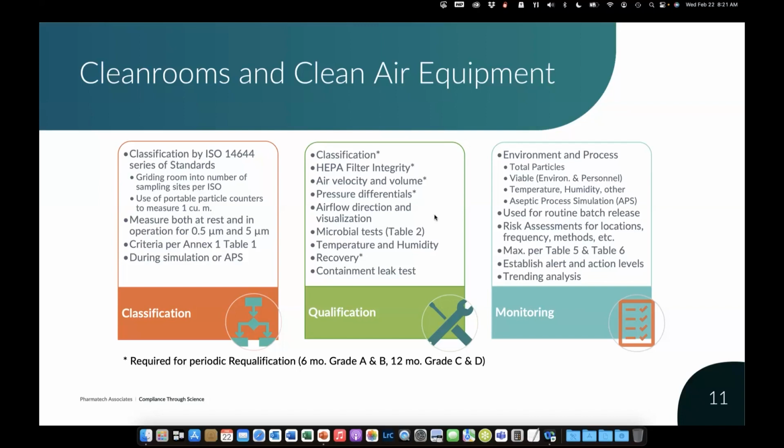There's also a strong expectation of trending analysis, right? So you can't just have the data collected. You can't just simply say, well, we release it batch by batch. You need to actually have some sort of trending program. Trending programs for microbial are pretty common. However, it is not as common to see a trending program for total particles. There is an expectation for both.